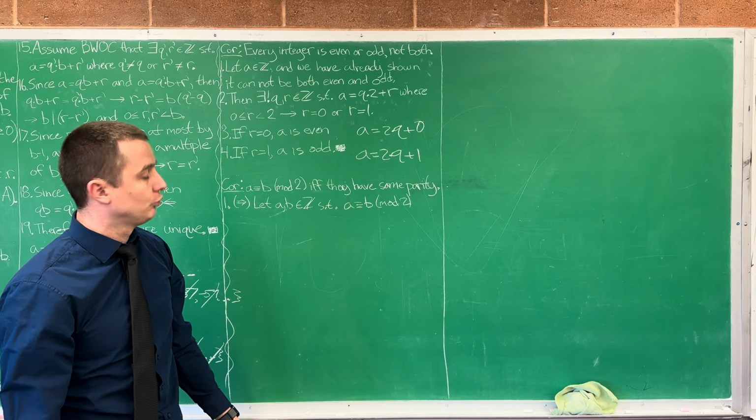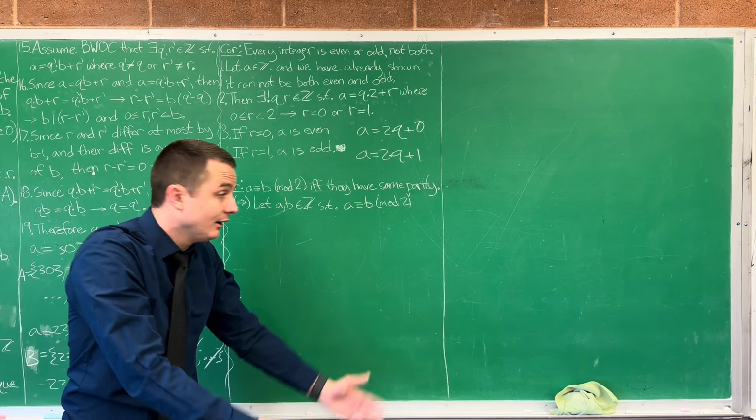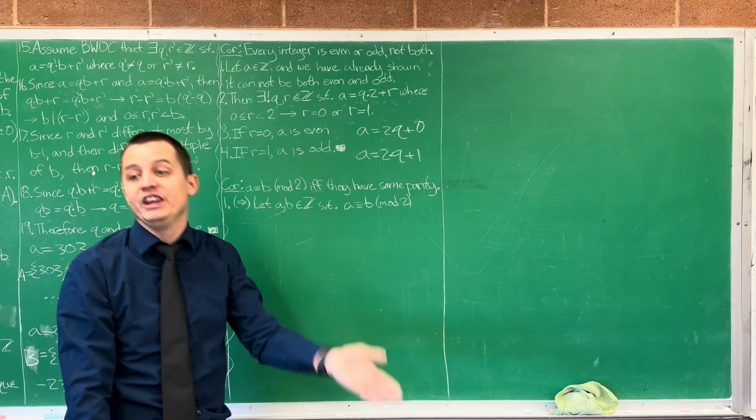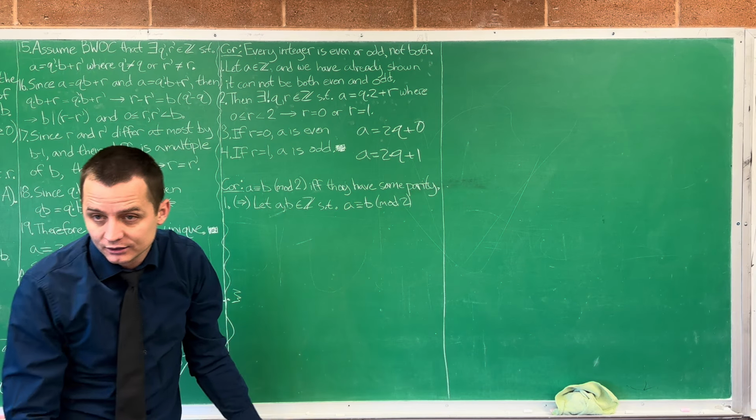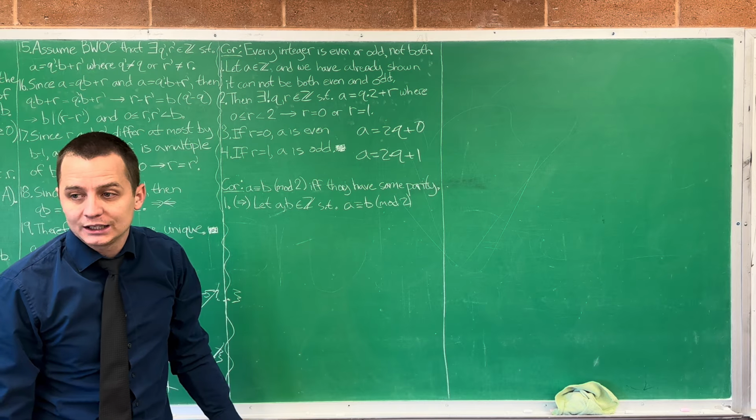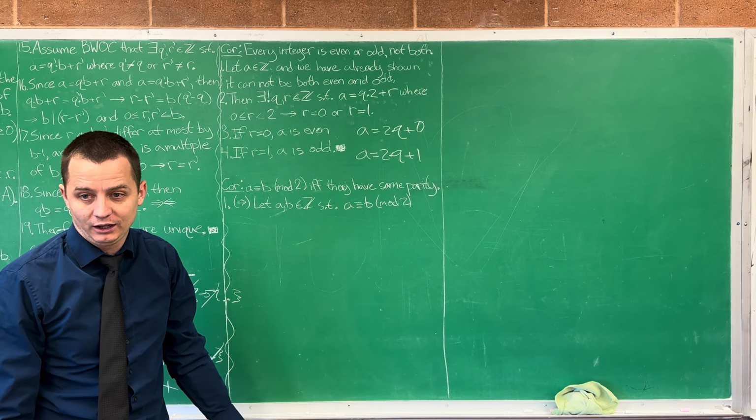So whatever the a is you chose, when you divide it by 2, you will get either a remainder of 0 or a remainder of 1. If you got a remainder of 0, it has to be even. If you got a remainder of 1, it has to be odd. So every integer is even or odd. Learn all sorts of new things today.